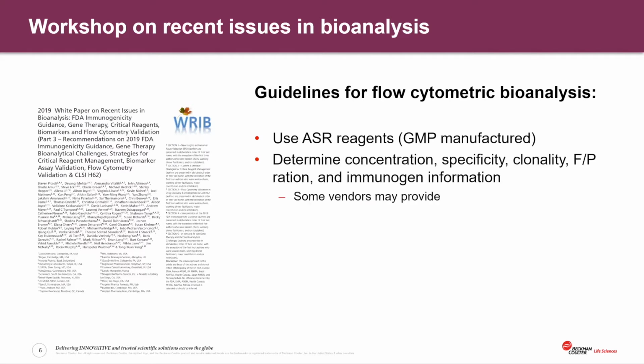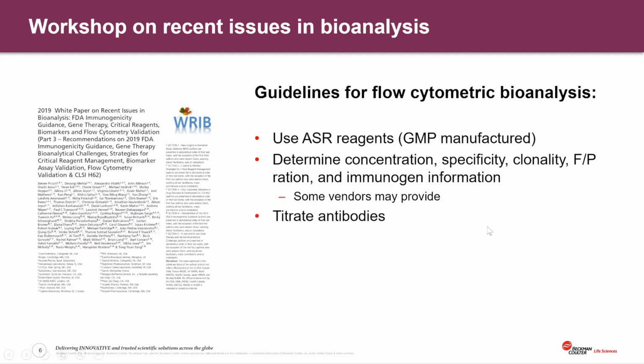The next aspect is determining concentration, specificity, as well as all of these aspects that are associated with reagents. In terms of flow cytometry antibodies, this is clonality, fluorophore to protein ratio, and immunogen information. Again, if we look at GMP manufactured materials, vendors will provide this information to you. If not, it is your own responsibility to do this in-house and make sure that you publish this data and that it's recorded, and if you are doing multi-site trials, that it's consistent.